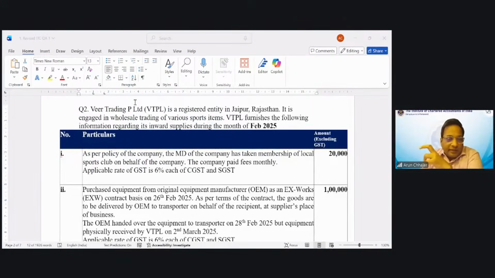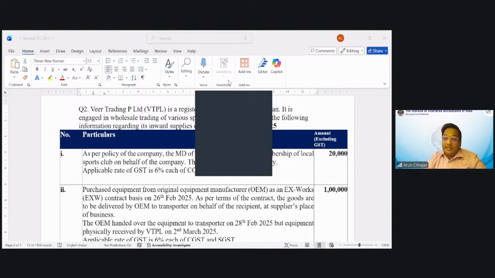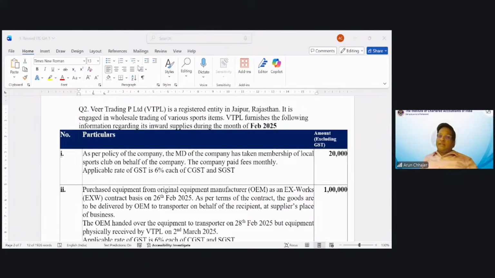क्या आंसर होगा आपका? रीजनिंग क्या होगा? The reasoning would be because it is not obligatory, it is not obligatory on the employer to provide to its employee. If it is a legal obligation, then only the ITC would be available, and because it is not obligated, therefore ITC would not be available. Correct? Let's move to the second part.